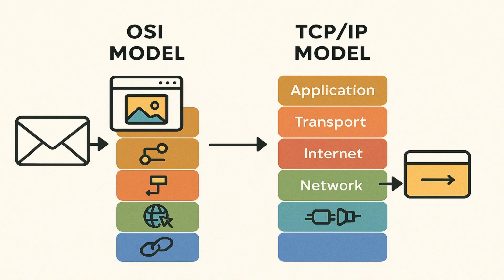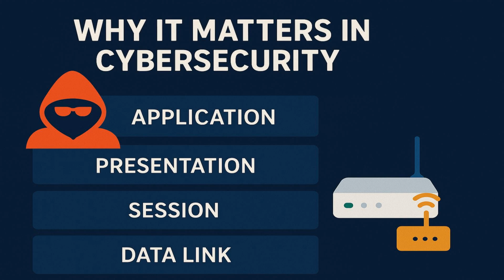Here's a quick example. Let's say you're sending an email. With the OSI model, each layer adds a piece to the puzzle: formatting the message, setting up a session, routing it, and finally zapping it out over the network. With TCP/IP, the same job gets done, but with fewer steps and more emphasis on getting the data from point A to B efficiently. Why does this matter in cybersecurity?